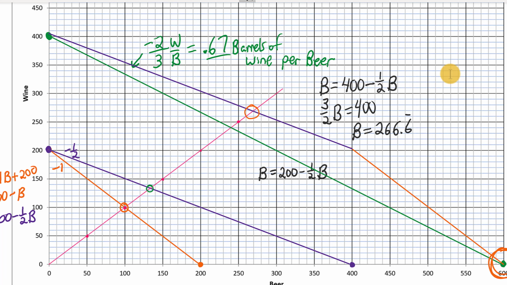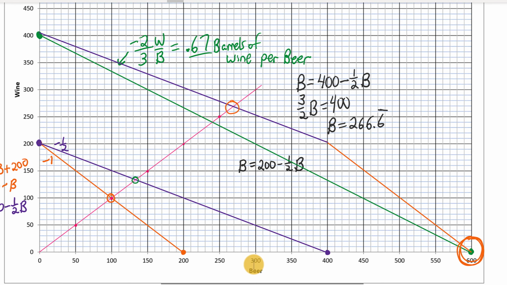266.66666. So 266 and 2/3 barrels of beer and 266 and 2/3 barrels of wine is going to be this optimum point. So pretty close to the 270 that it looks like on the graph, but not precisely. So let's figure out who should make what exactly. Exactly how are we going to be getting here?